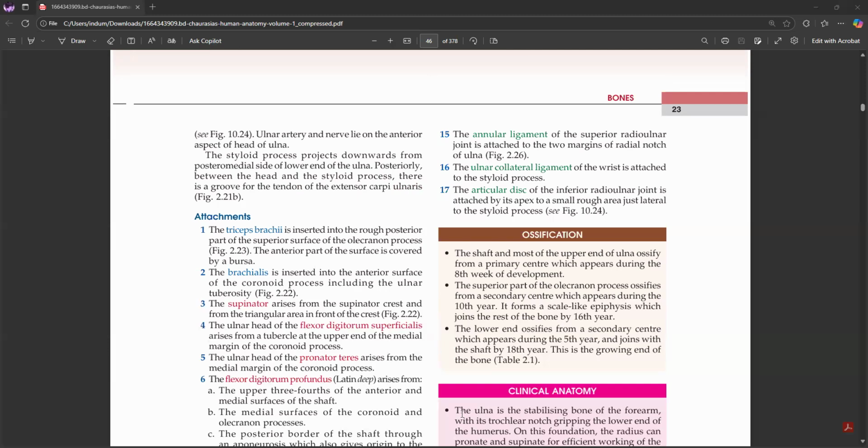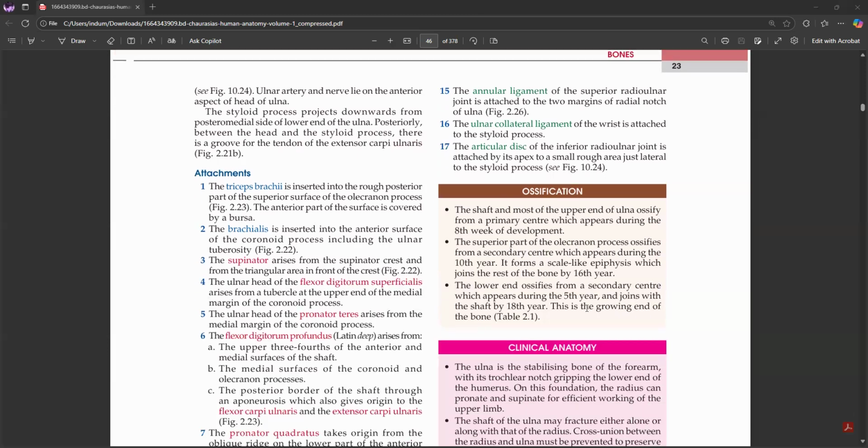See figure 10.24. Ossification. The shaft and most of the upper end of ulna ossify from a primary center which appears during the 8th week of development.